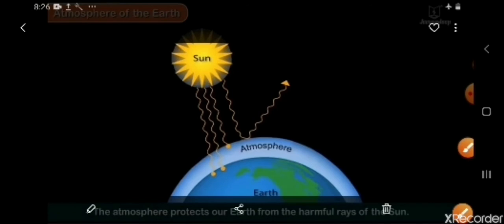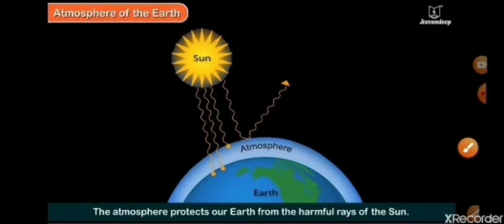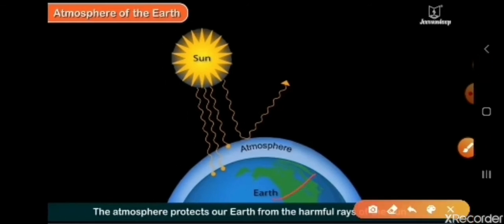Now children, as we know, the layer surrounding the earth is called atmosphere. We can see this is a picture of earth, and this is atmosphere. Children, this is sun. Sun is the only source of heat and light on earth.